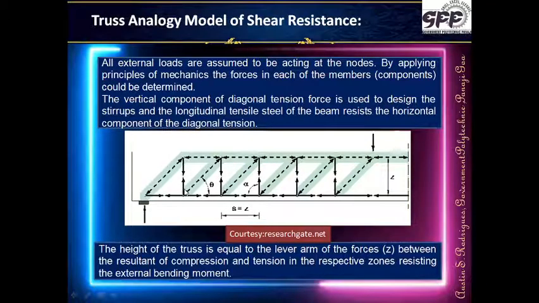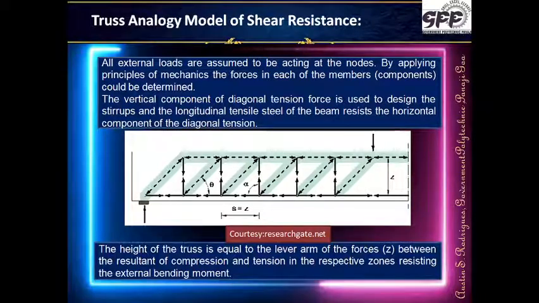Now the height of this truss, this is very important, is equal to the lever arm between the compression force and the tension force. In the previous chapter, when we were deriving the formula for flexure, we understood that there is a compressive force above the neutral axis, acting as a resultant, and there is a tensile force in the steel, the tension zone.